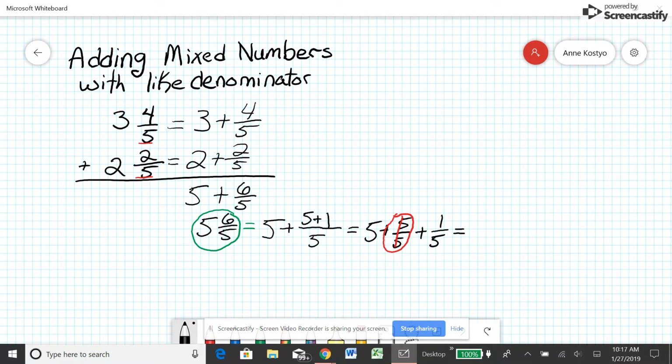Since we know that is equal to 1, we can rewrite this as 5 plus 1 plus 1/5. And we can then go to combine like terms. The first group of like terms will be 5 plus 1, and then we will add our fraction portion. So we will come up with a final answer of 6 1/5. And that is our answer.